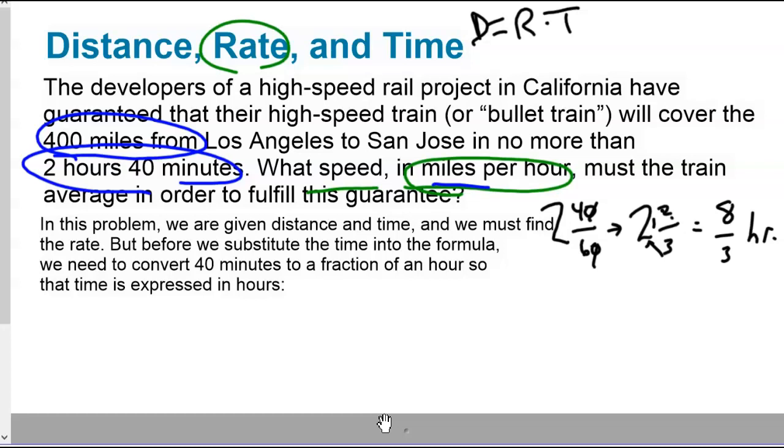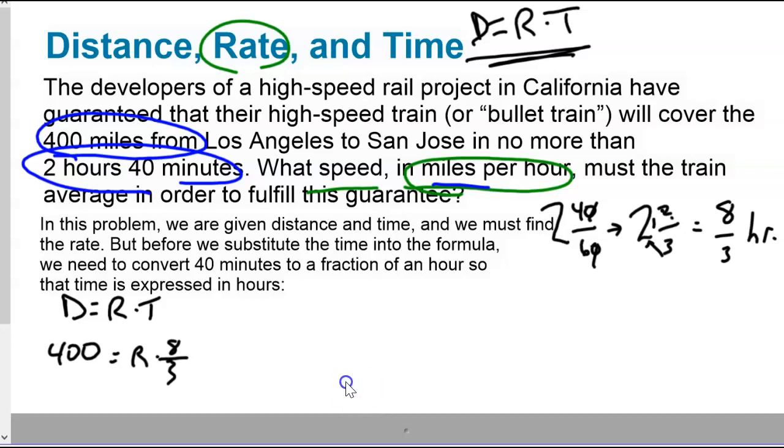So let's go back and look at this again. This problem is distance equals rate times time. I always like to rewrite my formula just because now I'm going to work on substituting. So I'm going to substitute in 400 for the distance. The rate we don't know, so we'll leave that as R. And we do know that the time is 8/3 of an hour.